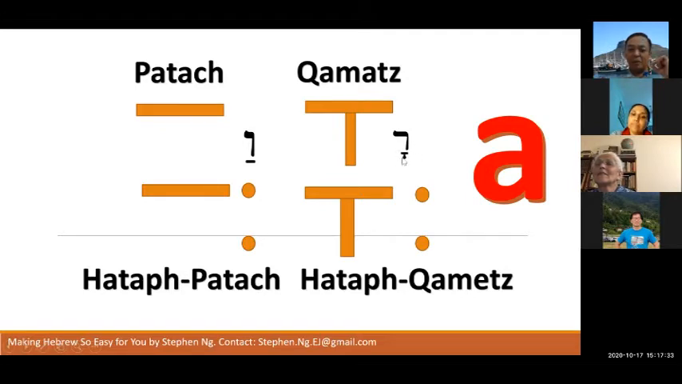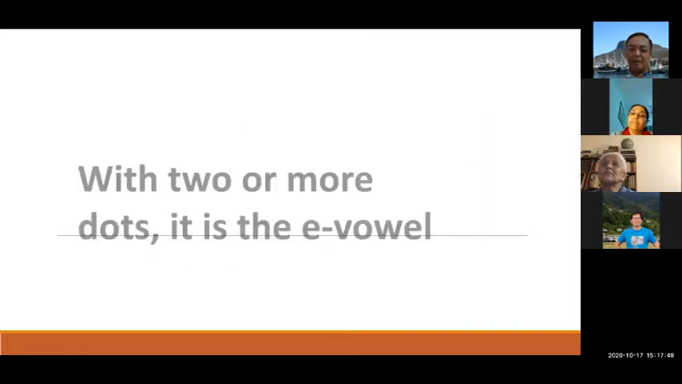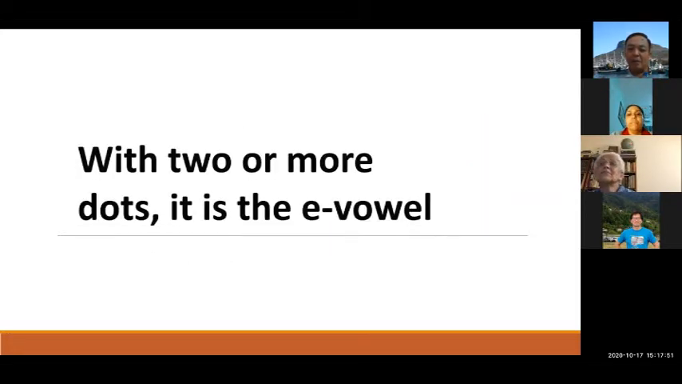But we just want us to remember this is a longer A vowel and this is a shorter A vowel. So that we know this is a longer A, we pronounce it Ra. This is Wa. Now the second class of vowels is when you have two or more dots. There are no dashes, no lines or whatever. These are called the E vowels.